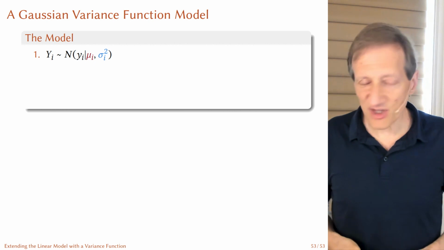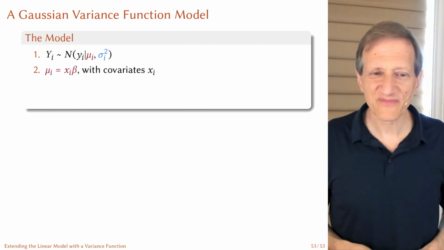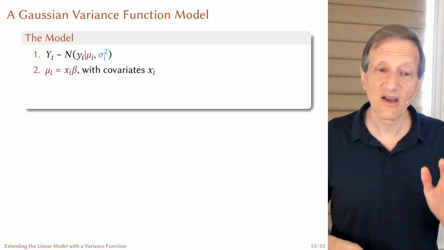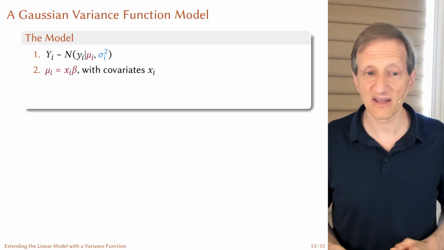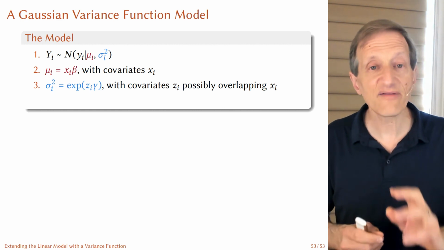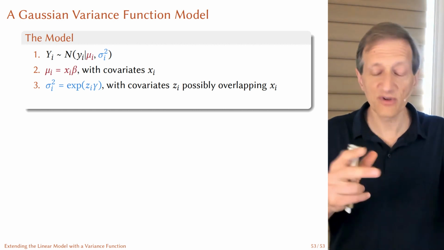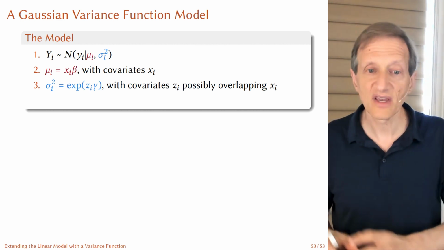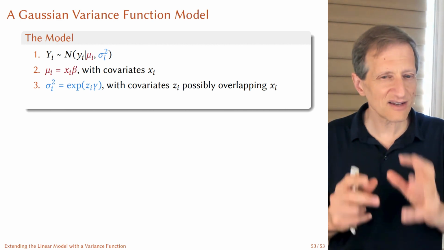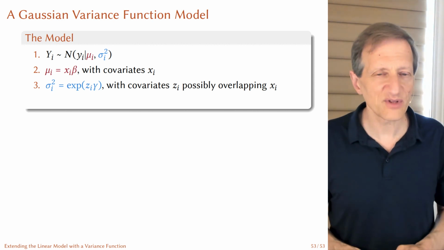Y is normal. Just like in a regression model, there's a mean and a variance. There's a systematic component, just like a regression model: Y is equal to x beta. And a new feature. Instead of a homoscedastic model, where homoscedastic means constant variance, sigma squared is not going to be constant. Instead, sigma squared is going to vary over the observations.